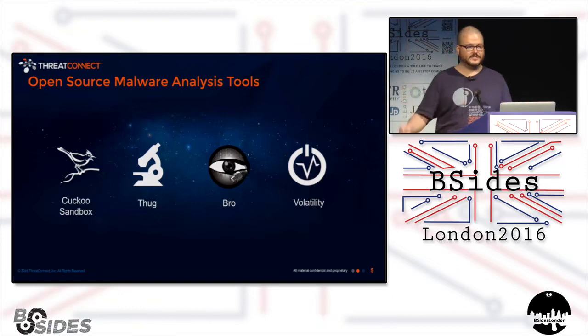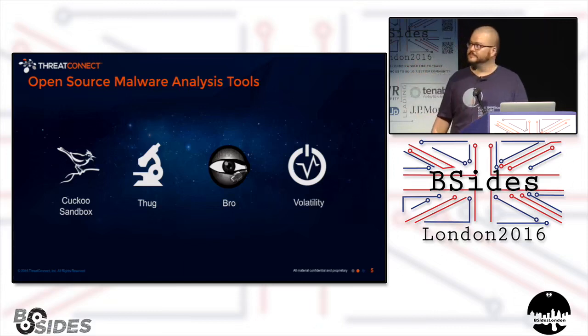So Cuckoo Sandbox is an automated malware analysis system. I know many of you that have used Cuckoo are going to say, well, Cuckoo includes volatility. But there's a nuance with volatility in Cuckoo that I'll talk about in a little bit. But the second one is Thug, and Thug is a low interaction honey client. So this is what you would use to visit a malware download URL to capture that piece of malware, or to visit a drive-by and hopefully trigger the drive-by exploit and then capture the payload.